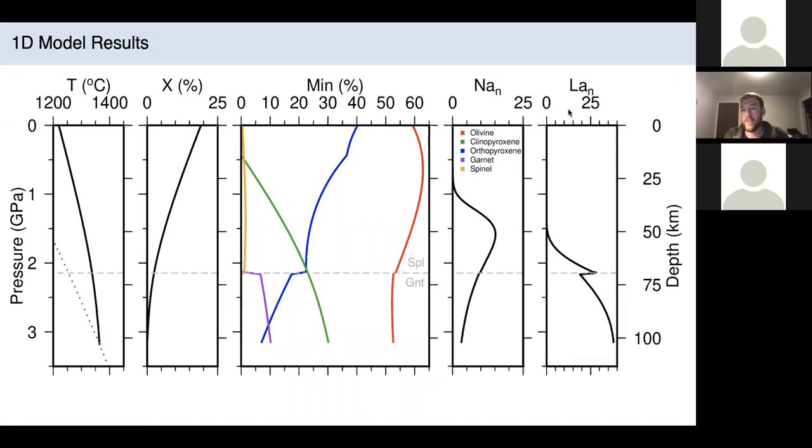Lanthanum is always incompatible during melting. So it begins very highly concentrated in the melt, and then that concentration slowly reduces over time. At the spinel garnet transition zone, there's a small change in the concentration of lanthanum as we get a radical change in the partition coefficients at that boundary.